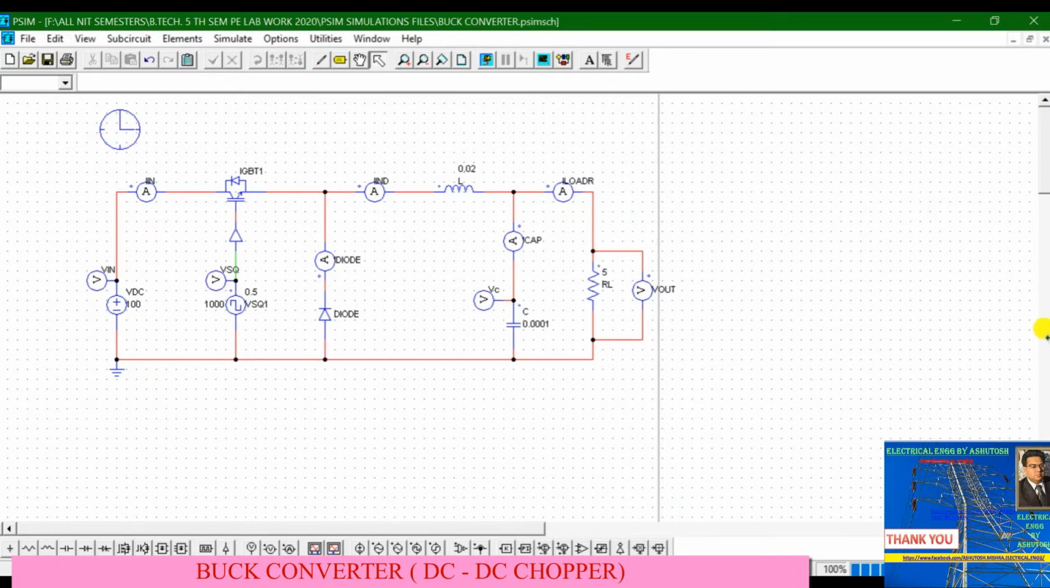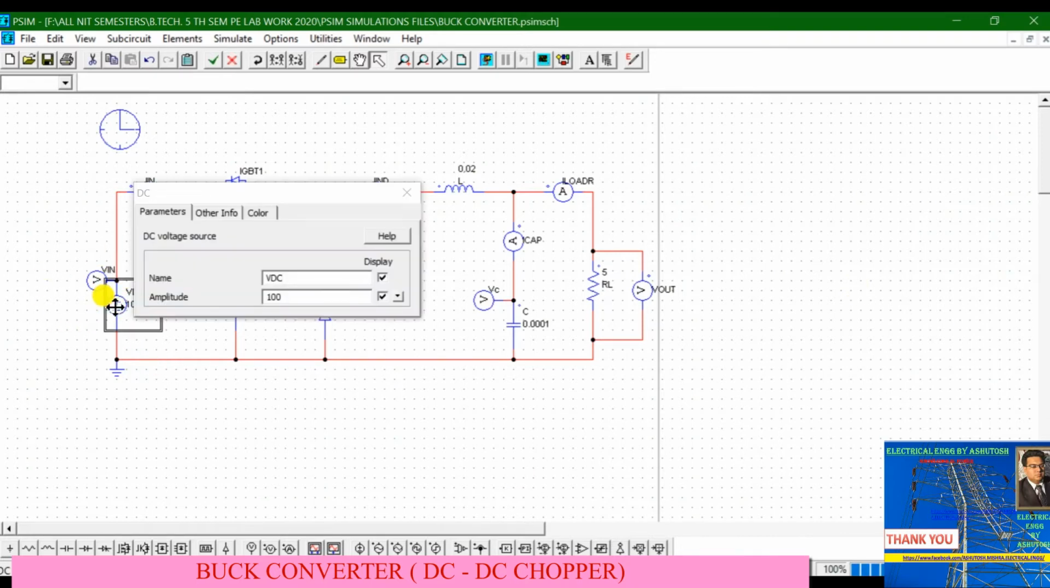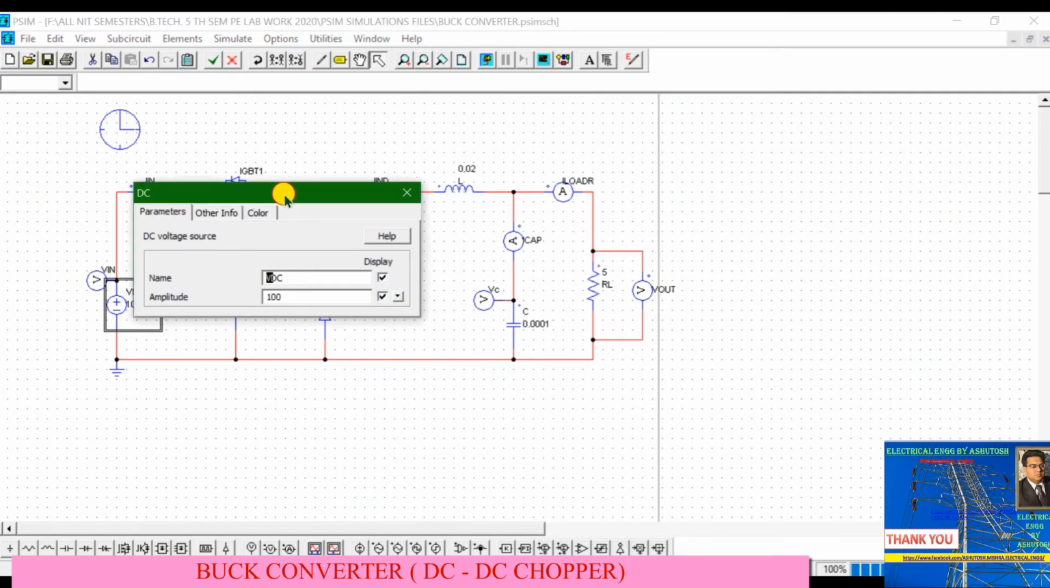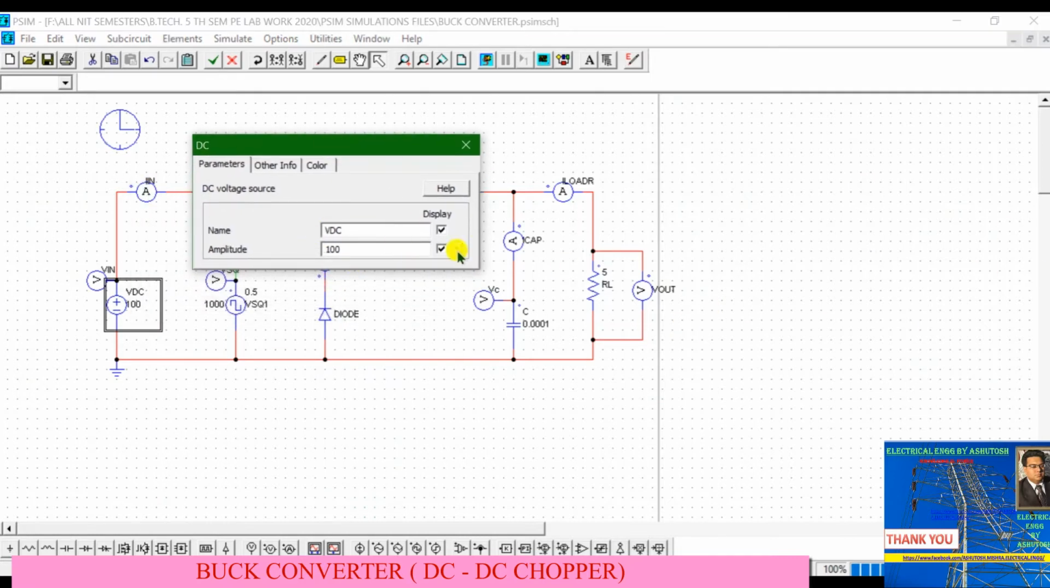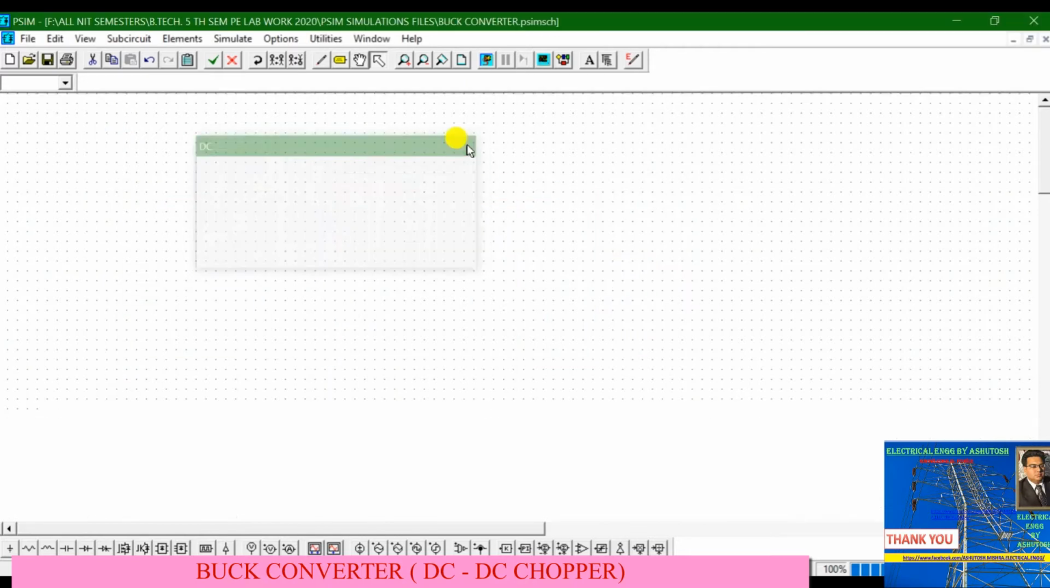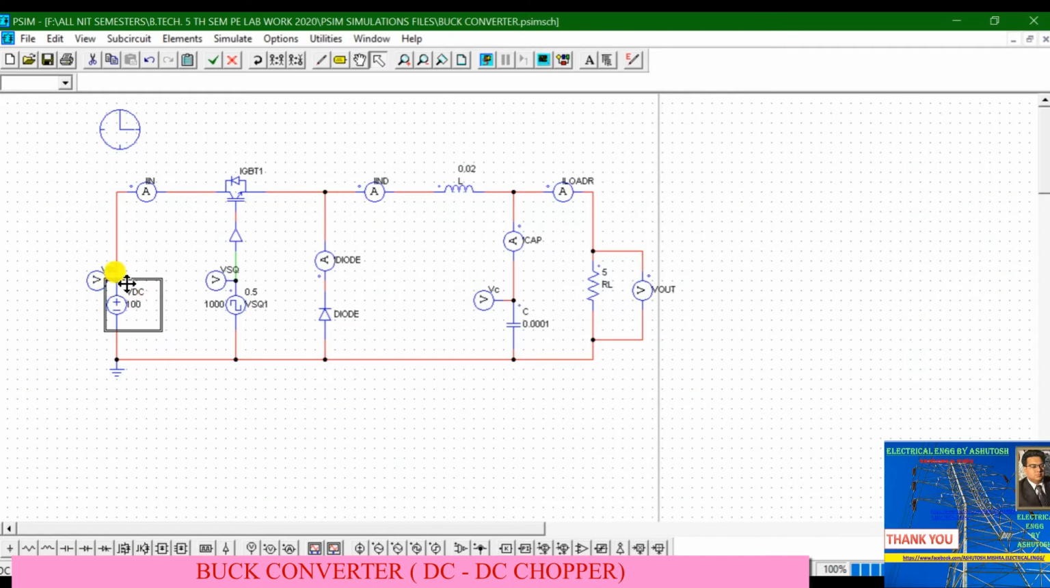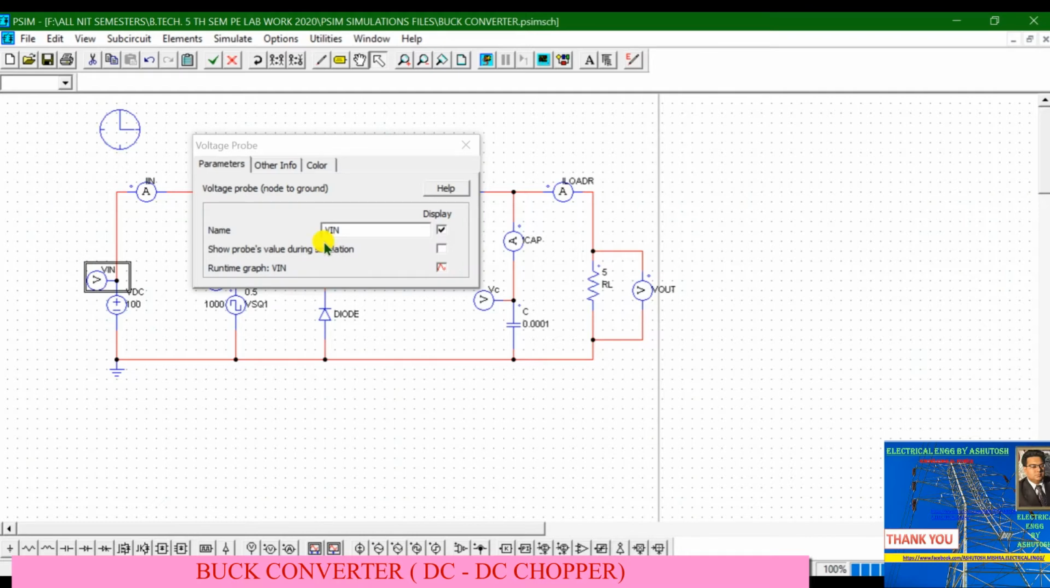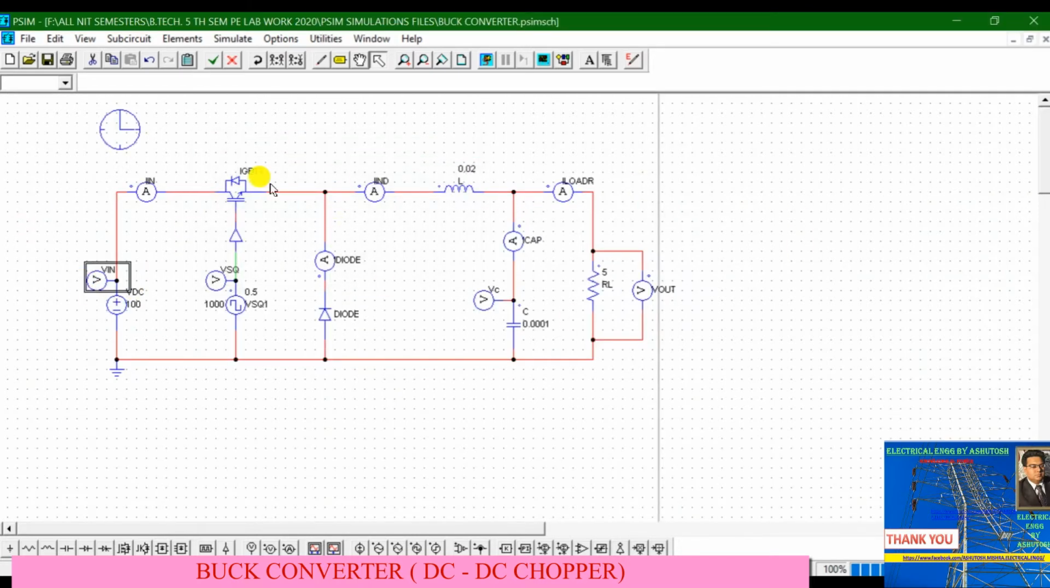As you can see here, the circuit diagram consists of the input DC supply voltage, which we have named VDC, and the value of amplitude we have filled in here is 100 volt. So a 100 volt DC supply is there. Then we have connected a voltage measurement probe here and named it V input for measurement of input.